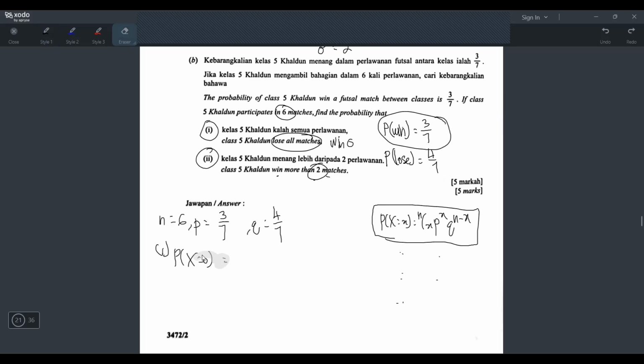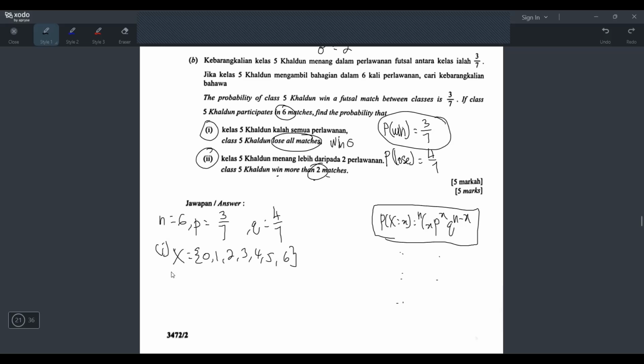So it means I make win the success. Because I write 3 over 7 for my P, it means the probability of success is the winning probability. So out of 6 matches, maybe 0 success. Success means win. So maybe not even one match am I successful, or maybe 1 success, 2 success, 2 wins, 3, 4, 5, 6. What does 6 mean? 6 means all 6 times I succeed, all 6 times I win. Right? Win means success. But actually you can make lose the success too. I already explained to you.